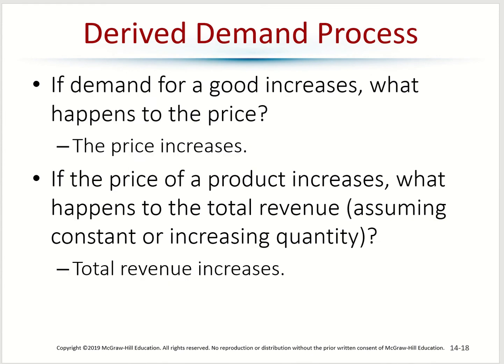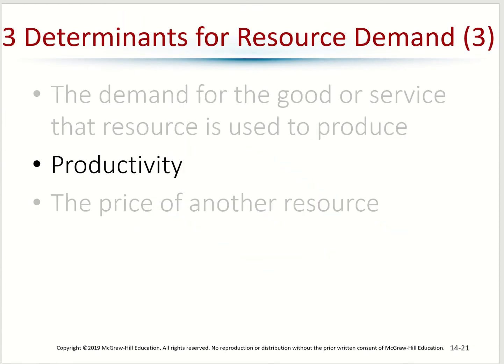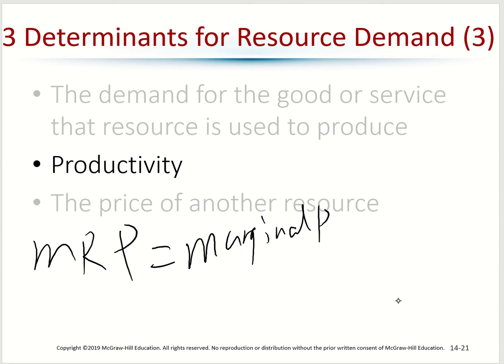Okay, so next, productivity. This is how productive my labors are. Now again, let's look at our marginal revenue product. This is how much revenue each additional resource can generate for the company, so actual revenues. So this again equals marginal product, that's how much they actually produce, times the price.